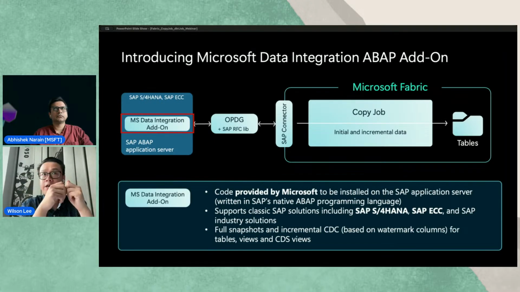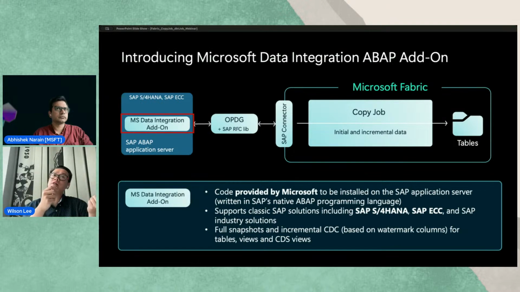For folks who may not know what an on-premises data gateway is, it's a gateway that helps Copy Job connect to your on-premises services, like maybe your SAP running on a server that is behind a firewall. Most customers are. Then we use our SAP RFC library to connect to the ABAP add-on that you will have installed into your SAP server.